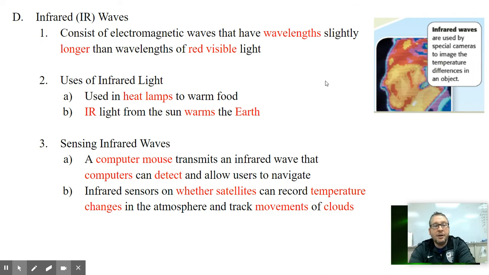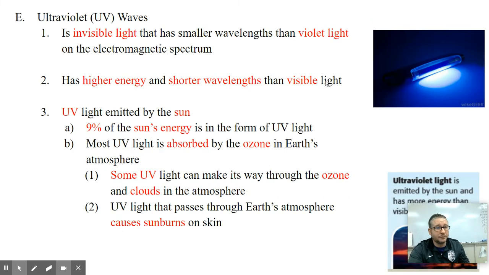Infrared sensors on weather satellites can record temperature changes in the atmosphere and track movements of clouds. So again, all sorts of uses. We're really harnessing waves for our daily lives. It's what makes our lives easier, if you will.